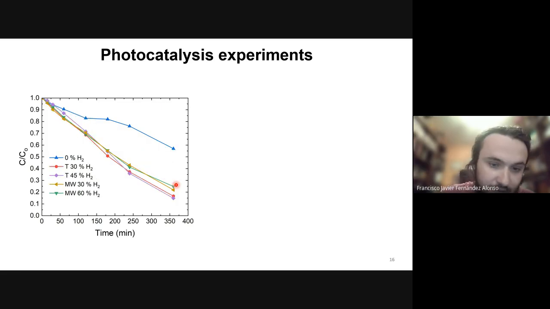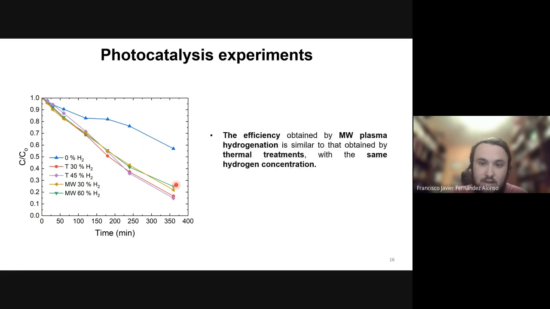We also compared the samples prepared by the microwave plasma annealing with samples prepared by the thermal annealing process with a similar amount of hydrogen. And we see that the results are more or less comparable. So the efficiency of the microwave plasma hydrogenation is similar to that obtained by the thermal treatments with a similar hydrogen concentration, which means that this microwave plasma annealing process can be used with good results.